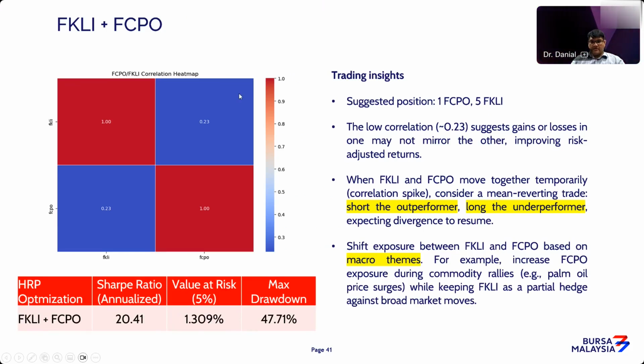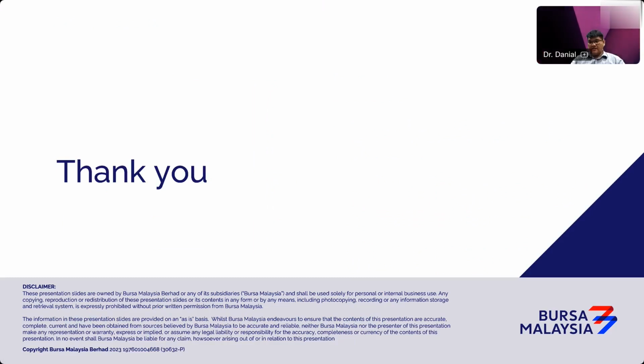Based on the data that we have from the computation of the strategy, the Sharpe ratio can give you up to 20. The VaR is 1.3. The maximum drawdown is something that will not be favorable. However, we need to bear it because we are trading derivatives, high risk, high return, 47%. Okay. All right. I think that will be all.